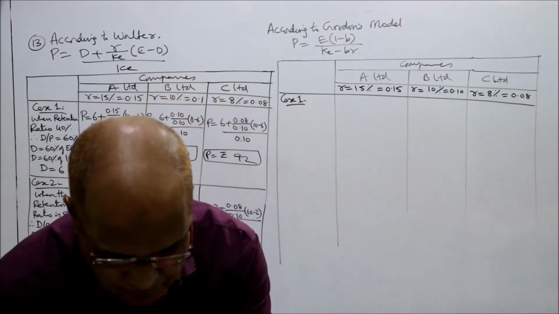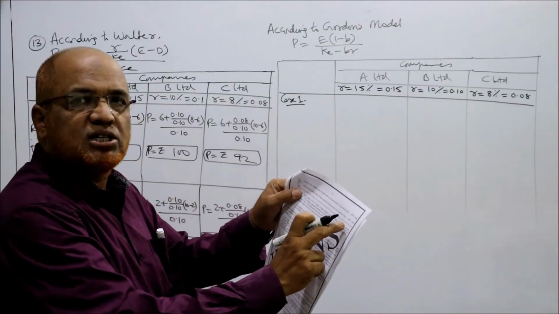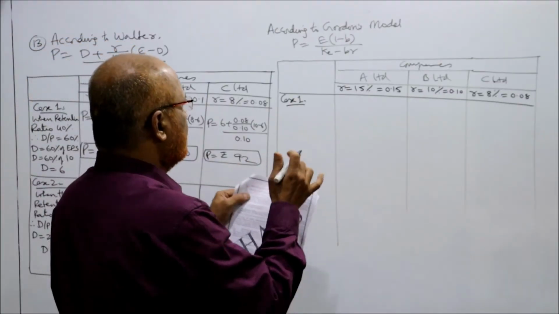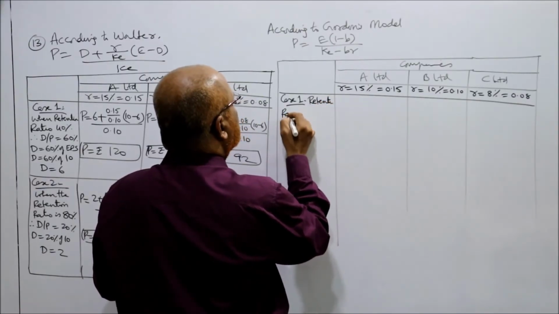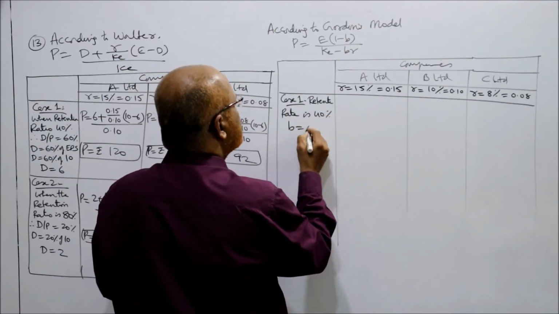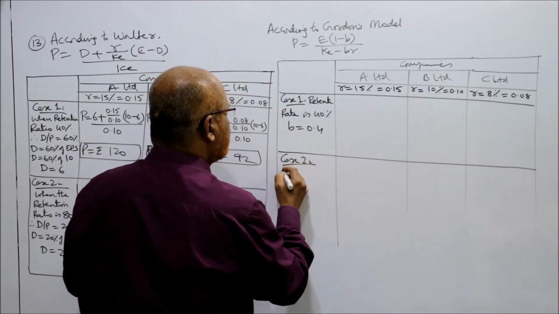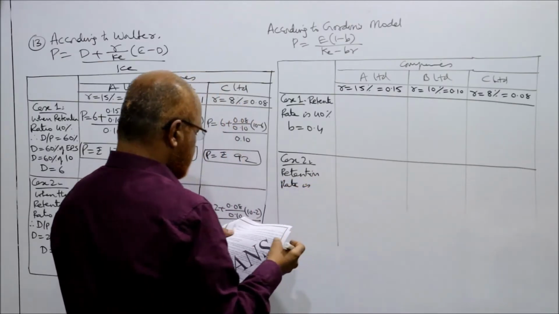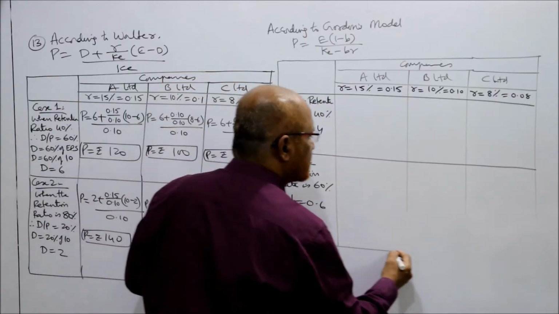Case 1. Now see the problem, case 1. What is the market value of the share under Gordon's model if the retention rate is 40%? Here directly the retention rate is given and we need the retention ratio. Retention rate is 40%. B is equal to 0.4. Similarly, case 2. Retention rate is 60%. B is equal to 0.6.